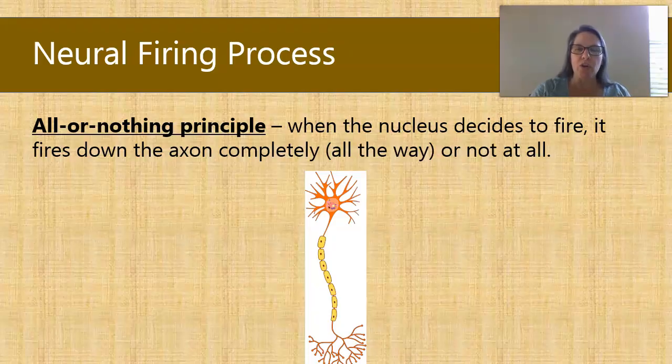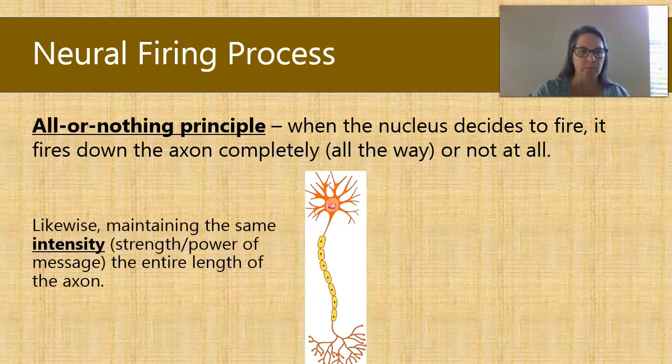So when the neuron receives a message and it decides to fire, it uses this principle called the all or nothing principle, which is exactly what it sounds like. It either fires completely, all, or it doesn't fire at all. Okay, so all or nothing. There isn't just a small firing or a halfway or a little bit. It fires completely or it doesn't fire at all. And it does maintain the same intensity, the strength or the power of the message, at the entire length of the axon.